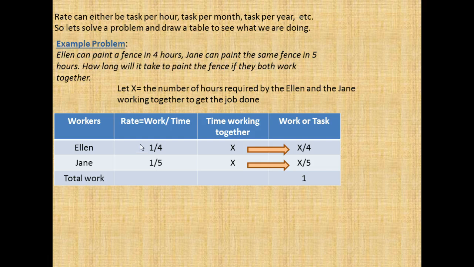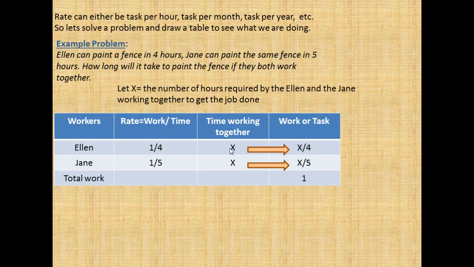Ellen, according to our problem here, can paint the entire fence in 4 hours. So Ellen's rate is 1/4 task per hour, okay? Jane can paint the entire fence in 5 hours. So per hour, Jane can paint 1/5 of the fence. So she gets 1/5 of the task done per hour. Okay. And X represents the time they're working together.